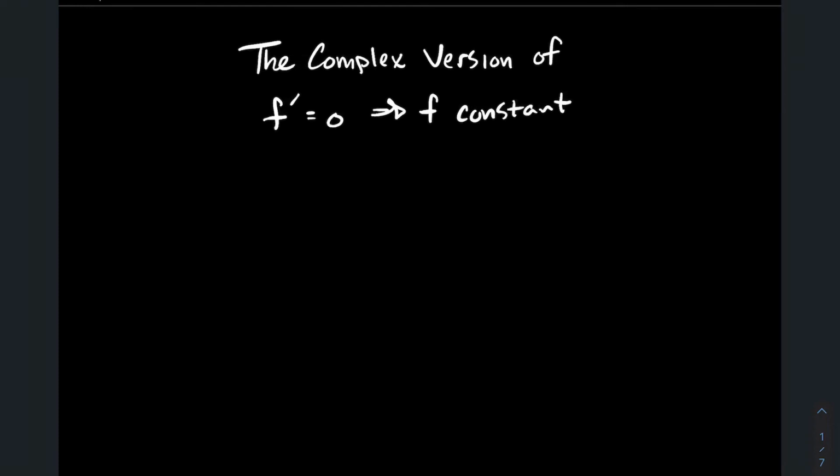In this video, we're going to talk about the complex version of the result from calculus, you recall, where if the derivative is 0, then that implies your function f is constant. So let's recall from Calc 1, what is that result that you're probably more familiar with? So I'll call it lemma 1.